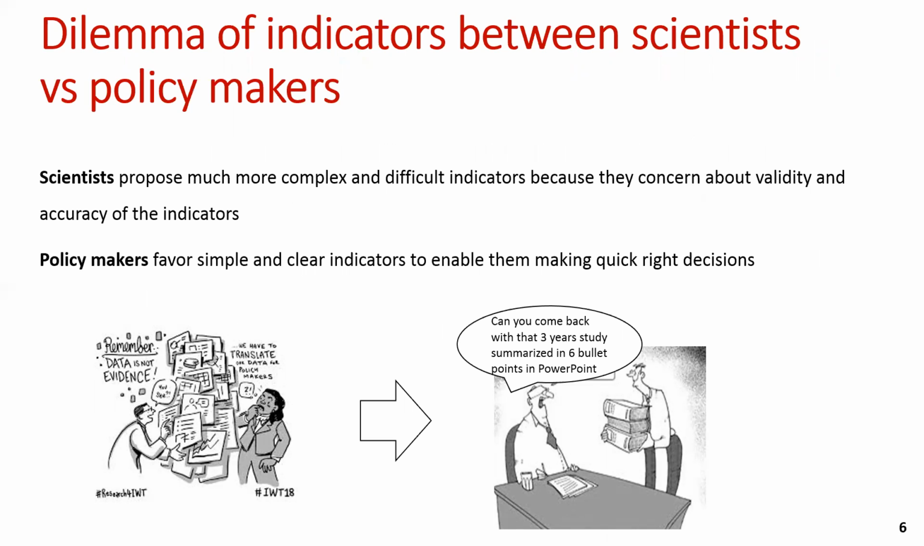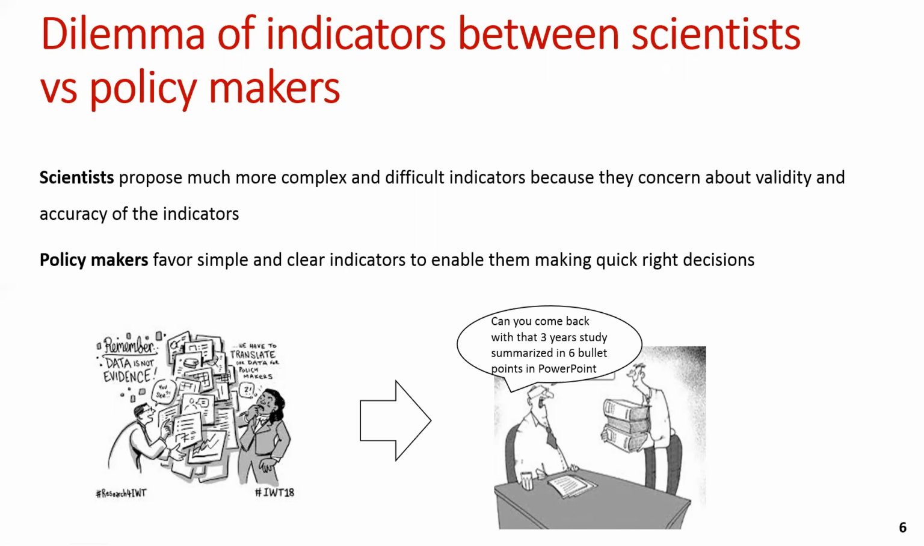Now, there's something really very funny here about the scientists and the policymakers. Well, as a scientist, when they think about a problem, they always try to find a lot of data. They are always thinking about the validity and the accuracy of the situation. And because of that, they might propose much more complex and difficult indicators to analyze the problem. Now, the question is, does this work for the decision makers or not?